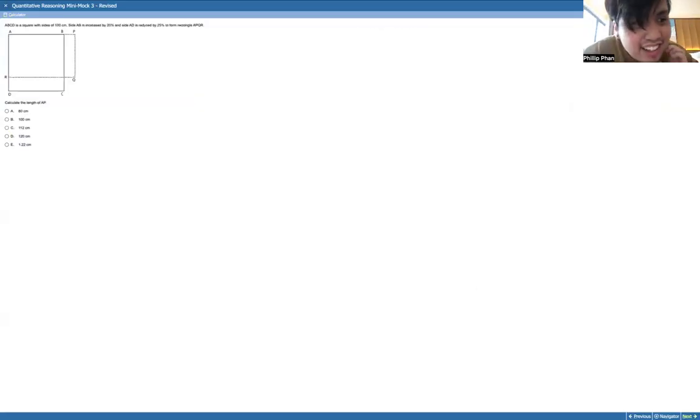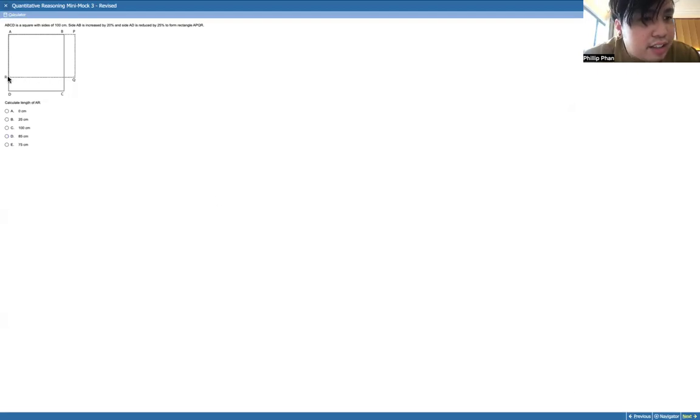Sorry, everyone. Calculate the length of AP. Okay, okay. Calculate the length of AP. What is this? Sides of 110. Side AB is increased by 20. This is mental maths. Side AD is reduced to form a rectangle APQR. The length of AP is 120 centimeters.